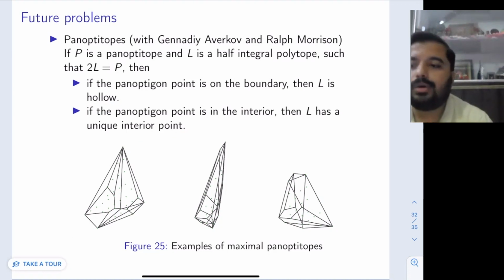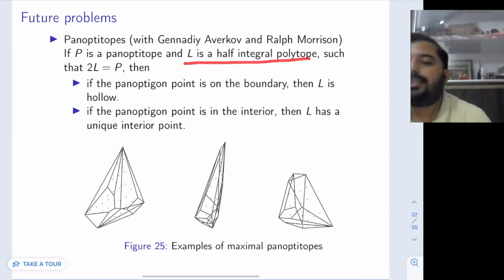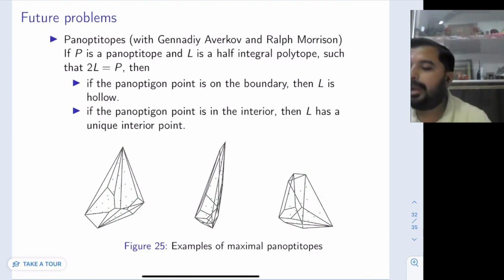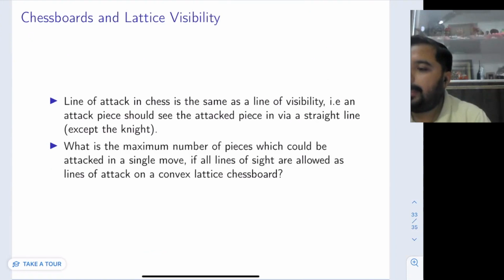And there is already some work. However, the ones that we are interested in are the half integral polytopes. And it turns out that the setup that we use for classification of panoptigons is not sufficient in this case, and you'll require new techniques for this classification. So this is one problem that we are currently interested in solving.